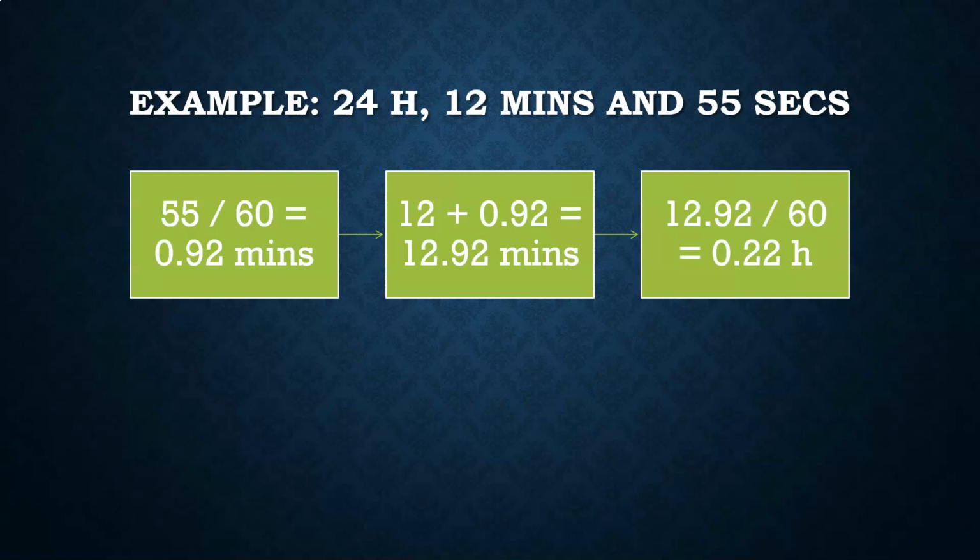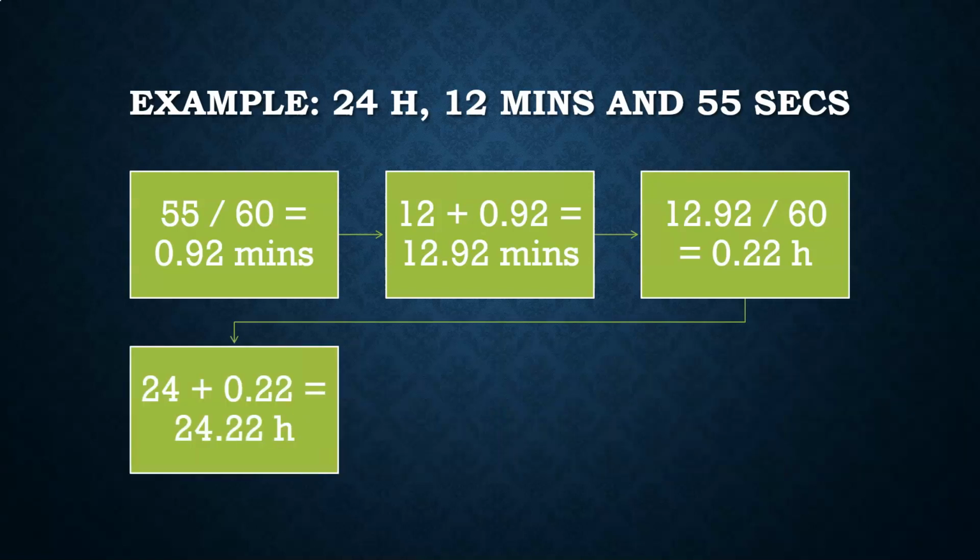We now need to change that to hours. So we're going to go 12.92 divided by 60 gives us 0.22 hours. And we're going to add that 0.22 to our 24, which gives us 24.22 hours.